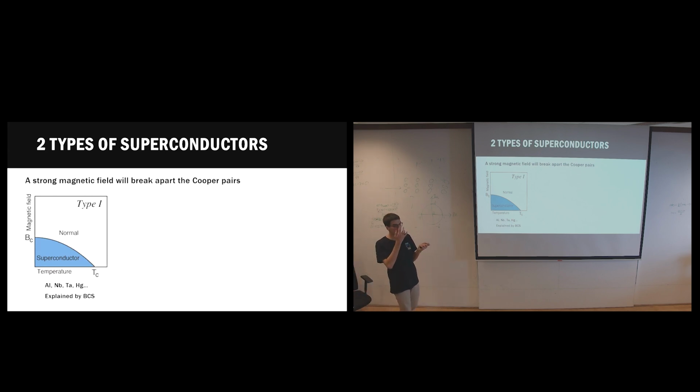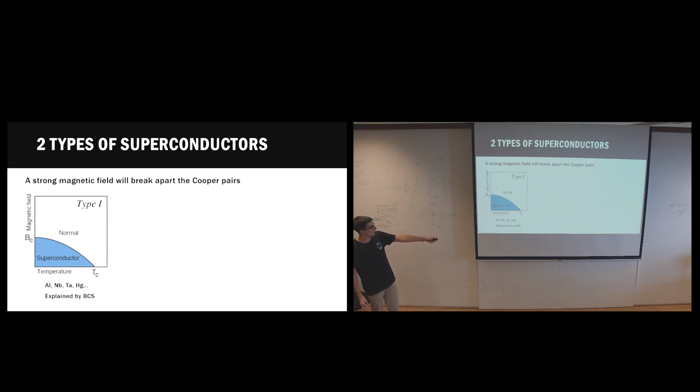So if you also remember Alex's presentation yesterday, he was saying that when we have a magnet and a particle flies over it, depending on its spin, it deviates up or down. This gives you an intuition that if our magnetic field is very, very strong, it will break apart the Cooper pairs. Then the superconductor won't be a superconductor anymore, because all the Cooper pairs are broken.